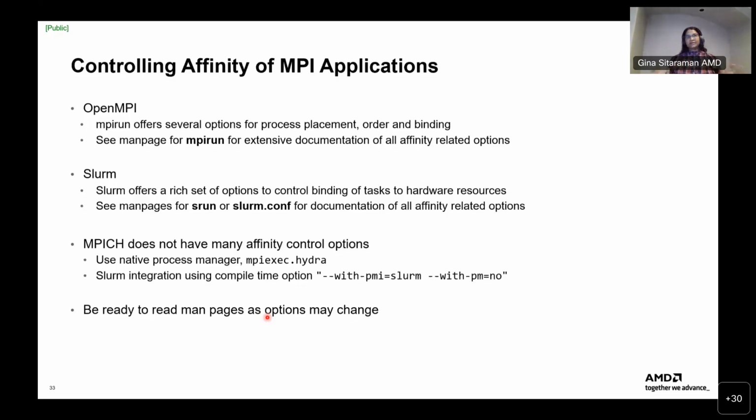And Slurm offers a rich set of options. Slurm binding is something that's commonly used. And MPICH does not have many affinity control options. It is better to use the native process manager, but it is possible to build MPICH with Slurm integration. That way we can use Slurm bindings, and that's what we will do when we run on Lumi: we use Cray MPICH that is built with Slurm bindings, so we get all of the affinity related controls as well.